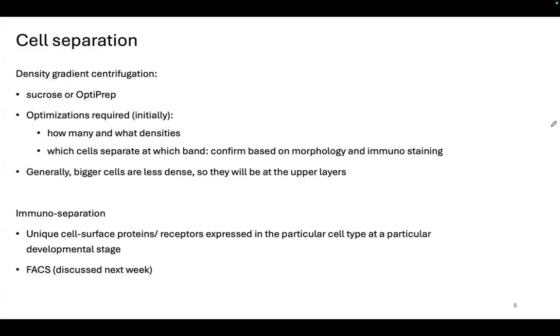How do you separate them into their different kinds? So there are two methods of separating cells. One is called density gradient centrifugation. So what you'll do in that is you'll take a tube and, again, this was discussed quite extensively, whatever be the shape of the tube, you'll have different liquids of different densities.